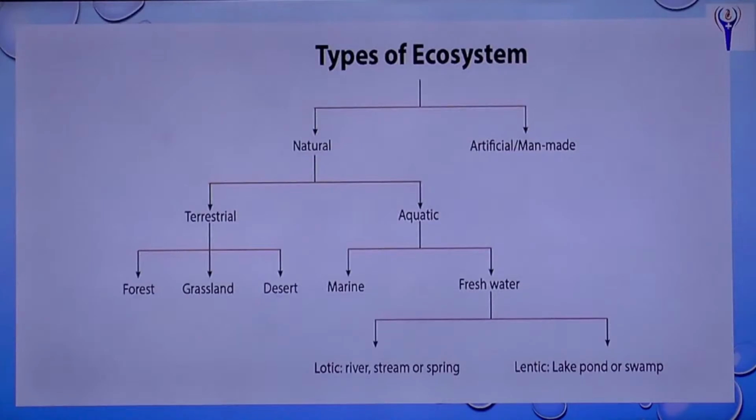Natural means they are capable of maintaining and operating themselves without interference of any man. Whereas artificial means these are maintained and manipulated by man for different purposes. Natural is divided into two, that is terrestrial and aquatic. Terrestrial examples are forest, grassland, desert, etc. Whereas in aquatic, it is marine and freshwater. Freshwater examples are river, stream or spring, whereas lake, pond or swamp.